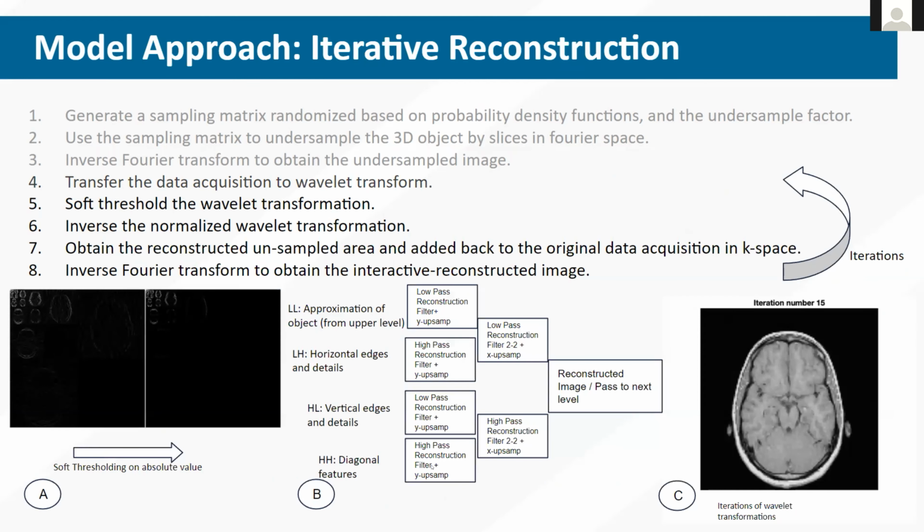The transformation with the wavelet also means now we can go into an iterative process to finalize the sparsity details in the undersampled image. We put a soft threshold on the wavelet transformation shown in figure A. After that, we perform the inverse wavelet transformation.